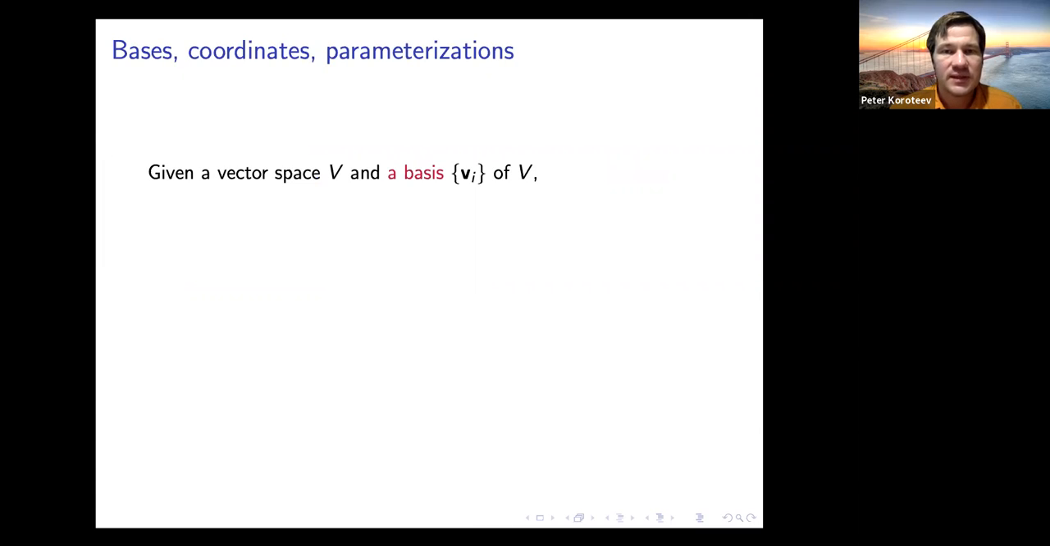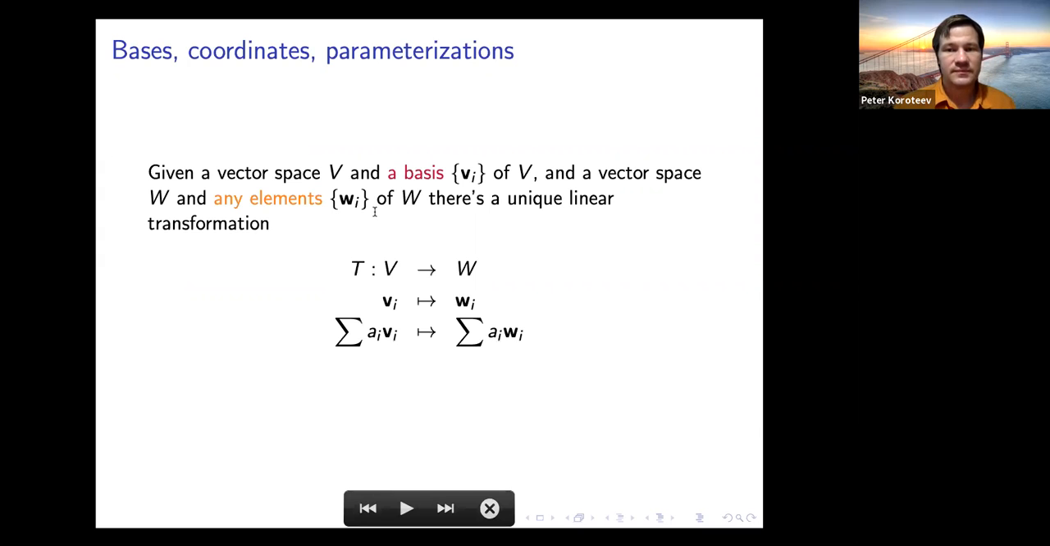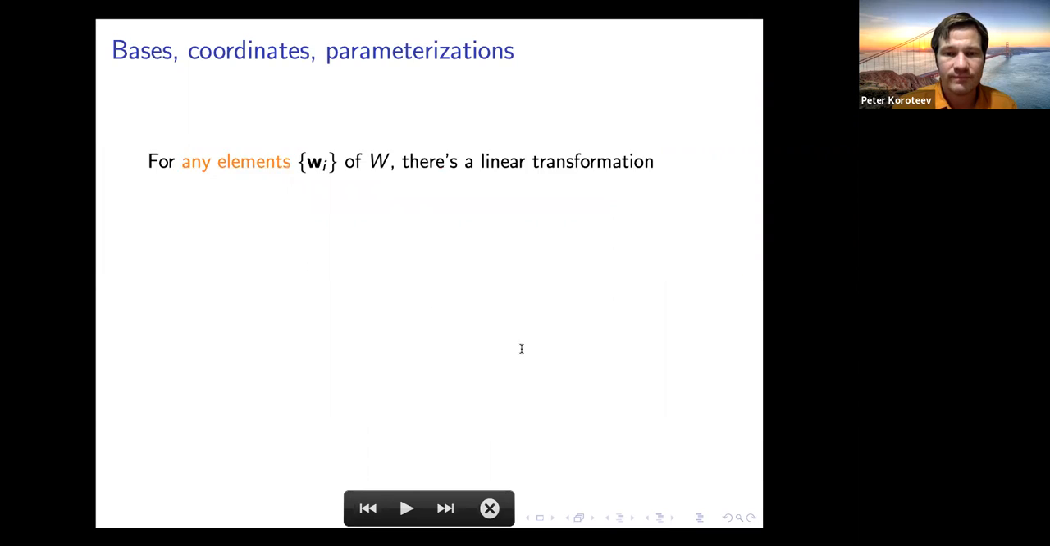Now, bases, coordinates, and parameterizations. So given a vector space V and a basis v_i of V, and the vector space W and any elements w_i of W, there's a unique linear transformation T from V to W, which takes v_i to w_i and the corresponding linear combinations to the corresponding linear combinations.